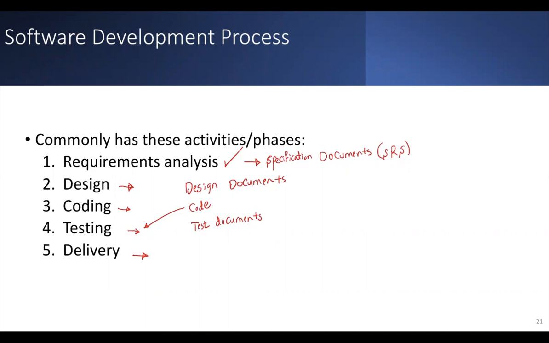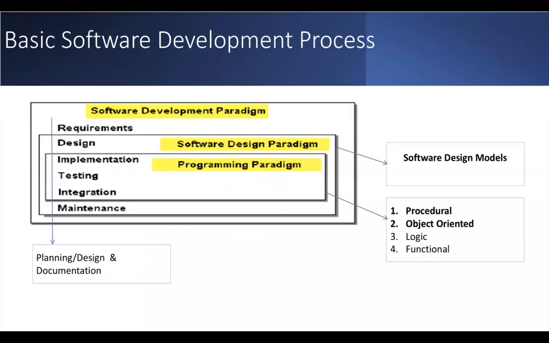So in a basic software development process, as I said, we start with requirements, followed by design, and then after the design, we have the coding and the testing. So we have implementation, which refers to coding, and then testing, and then integration as part of the programming paradigm. Finally, we have the delivery, and before delivery, we have the maintenance.